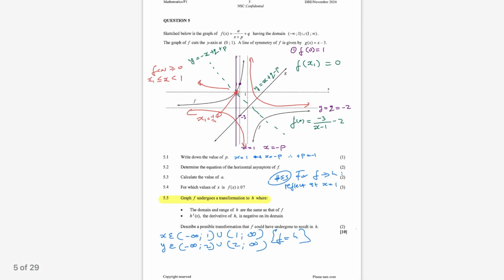All right, so let me know if you understand 5.5. It's such an amazing question. However, the very important questions are from 5.1 to 5.4. These questions always come into your exam.